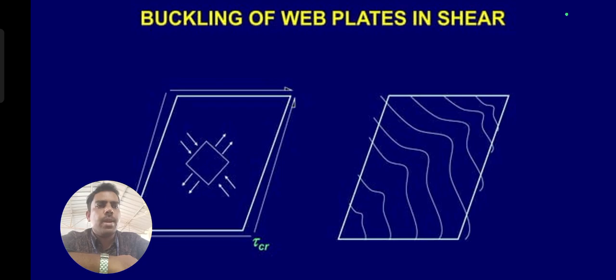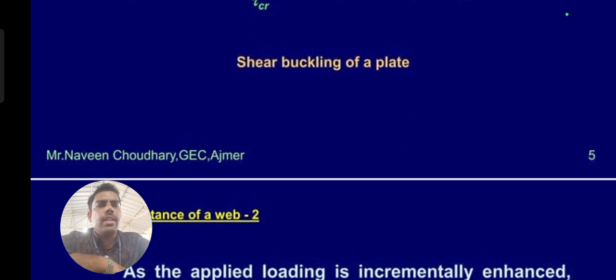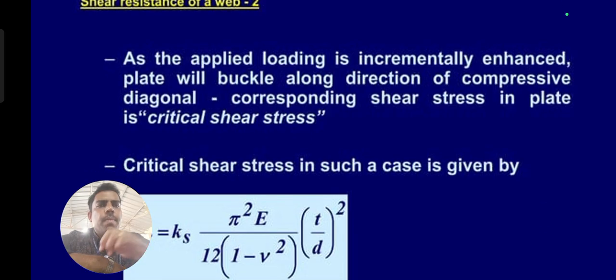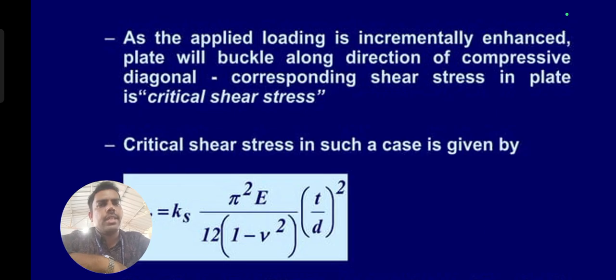It is the failure phenomenon that occurs in that I section. At the corners, where the flange and web plate meet, only in that situation is the buckling failure considered. In this situation, as the applied load is incrementally increased, the plate will buckle along the direction of compression. It acts diagonally. It corresponds to the shear stress in that plate, which is the critical shear stress.